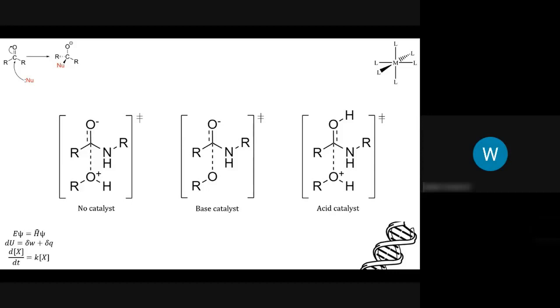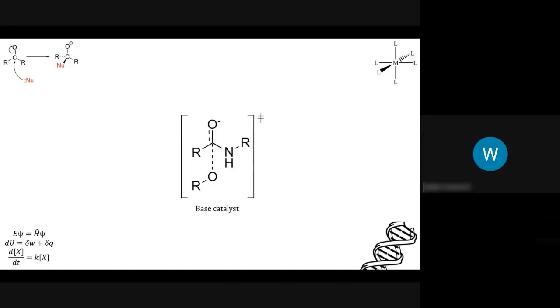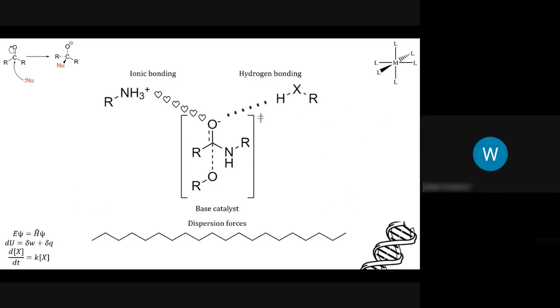Now, the cool part about enzymes is that the surrounding amino acid residues near the active site can also help to stabilize the transition state. So if we consider the base catalyst transition state on its own, here we can see the different possible interactions you can form with the surrounding amino acid residues, from weaker dispersion forces to stronger ionic and hydrogen bonding. And the beauty lies within the specific folding of the enzyme to maximize these stabilizing interactions.